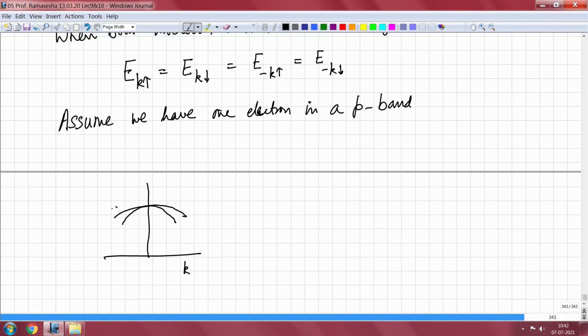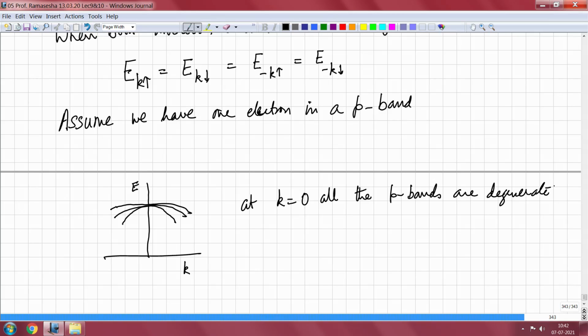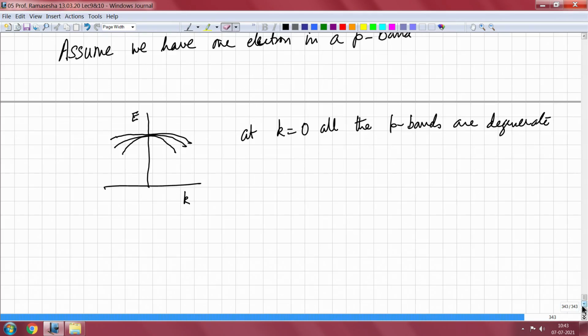And at k equal to 0, all of them are degenerate. This is the energy. So at k equal to 0, all the p bands are degenerate in a cubic crystal. I have taken a cubic crystal for convenience. And each one of them will have either spin half or spin minus half, and all of them will be degenerate. Okay. So now let me see what happens when I introduce the spin orbit interaction.